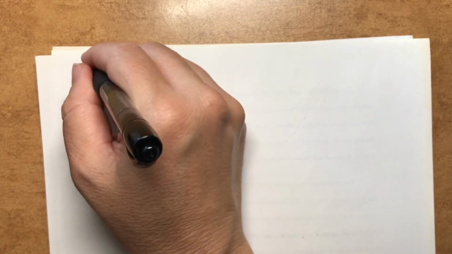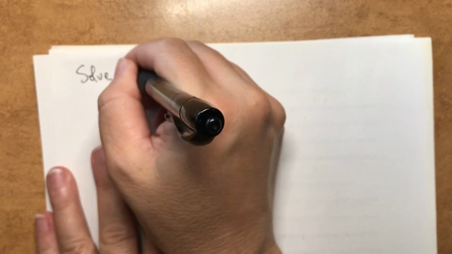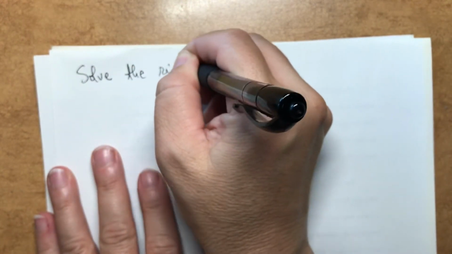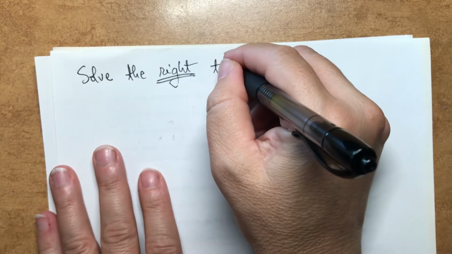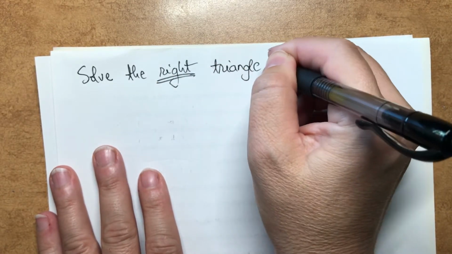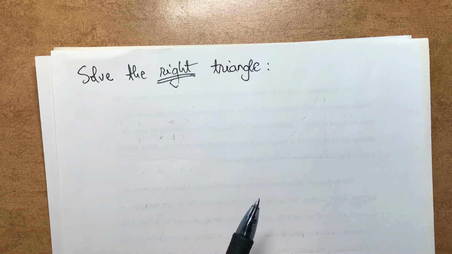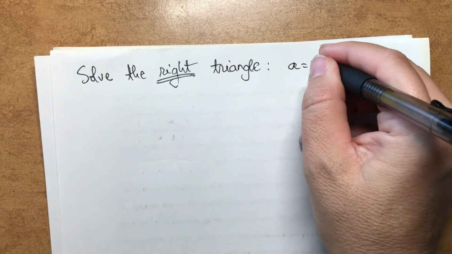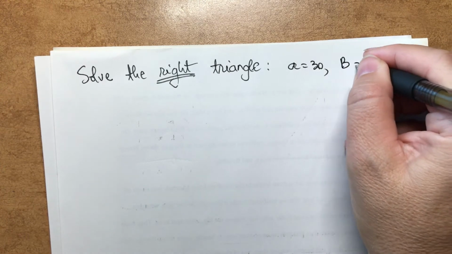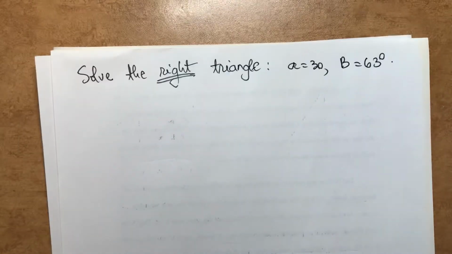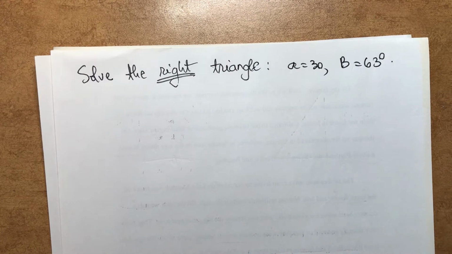So let's solve another right triangle. I'm not even going to draw it. I'm just going to say solve the right triangle. By chapter 8, we will learn to solve any type of triangle, so you'll really have to pay attention to see which kind you're dealing with. So if I say side A is 30, angle B is 63, find the rest of them.